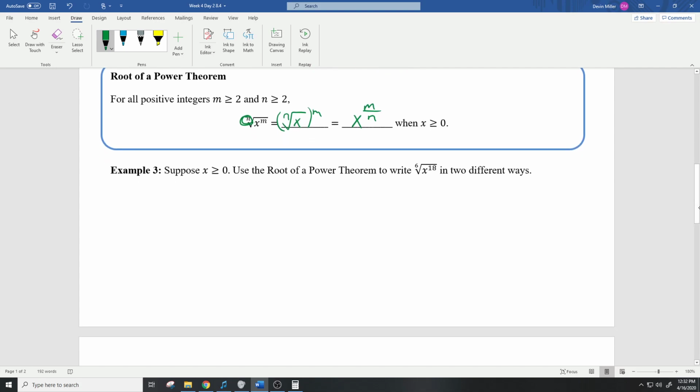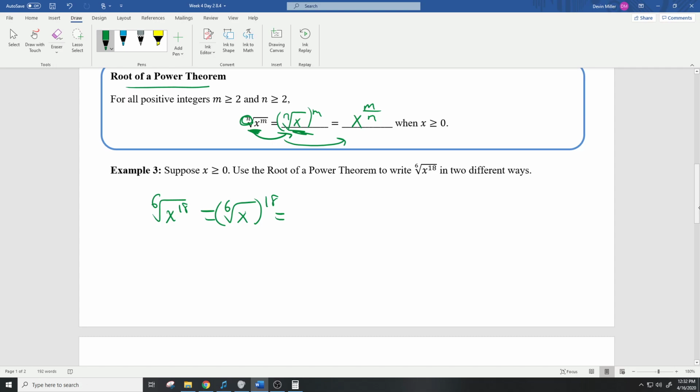Let's practice one of these. Example 3. Suppose x is greater than or equal to 0. Use the root of a power theorem, which is the one right above, to rewrite this 6th root of x to the 18th power in 2 different ways. Not too difficult. Just basically going to copy how it looks at the top. We're going to go from this form, then change it to this one, and then to this one. So one way to do it is we do the 6th root of x to the 18th. We're going to put the 18 to the outside. So 6th root of x, in parentheses, to the 18. That gives you the second step up here.